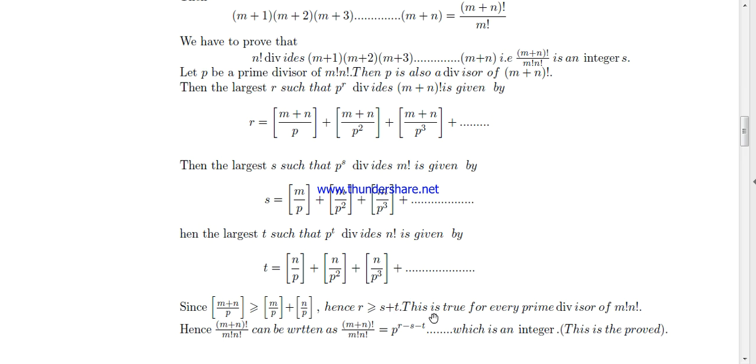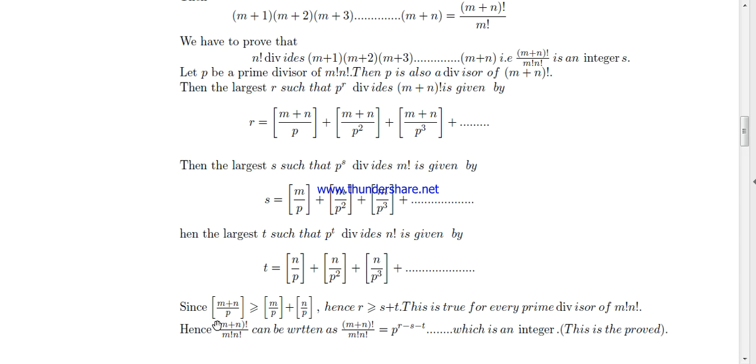হয়ে যাচ্ছে। তাহলে this is true for every prime divisor of factorial m into factorial n. তাহলে এটা সকল প্রাইম ডিভিজরের জন্য ট্রু হবে। তাহলে দেখা যাচ্ছে যে আমরা এখানে কি প্রমাণ করলাম যে factorial m আর factorial n এর একটা প্রাইম ফ্যাক্টর p। তাহলে এখানে p এর পাওয়ার কত হবে? p to the power s plus t। আর এখানেও p একটা ফ্যাক্টর হিসেবে আছে। তাহলে সেক্ষেত্রে p এর ম্যাক্সিমাম পাওয়ার কত হবে?